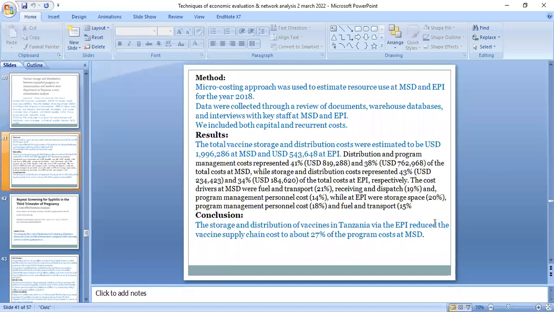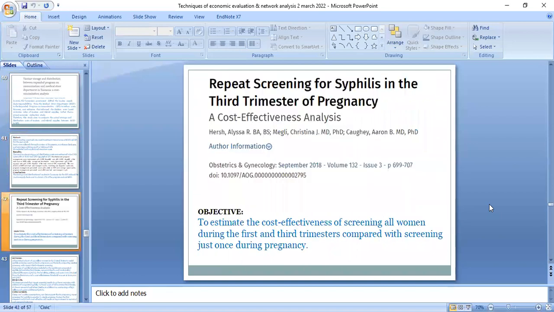The results of this study stated that the total vaccine storage and distribution costs were estimated to be $1,996,286 for the Medical Store Department and $543,648 at EPI stores. The costs are for storage, transportation, and other costs included. The conclusion of this study is that the storage and distribution of vaccines in Tanzania by the EPI reduced the vaccine supply chain cost to about 27% of the program cost at the Medical Store Department.